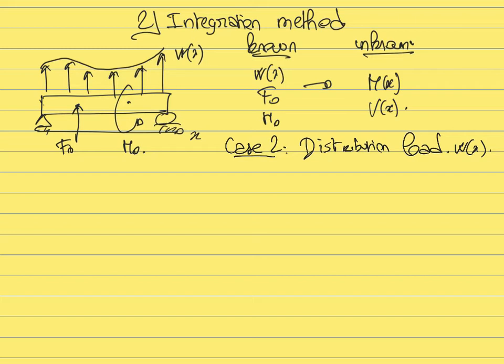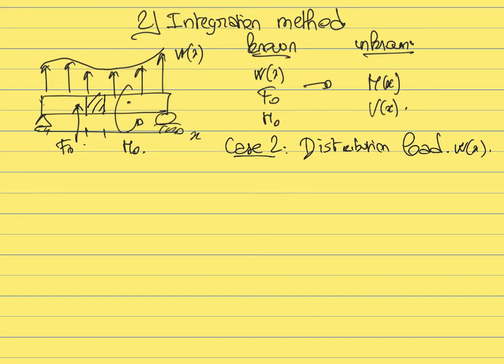So in this case, the premise is that the distributed load W of x depends on x. If we want to derive an expression that relates the distributed load to the internal shear and the internal moment, then we need to isolate a very small section of the beam, so that we can consider that the load W of x will not vary too much within this section, and we can assume it's constant.